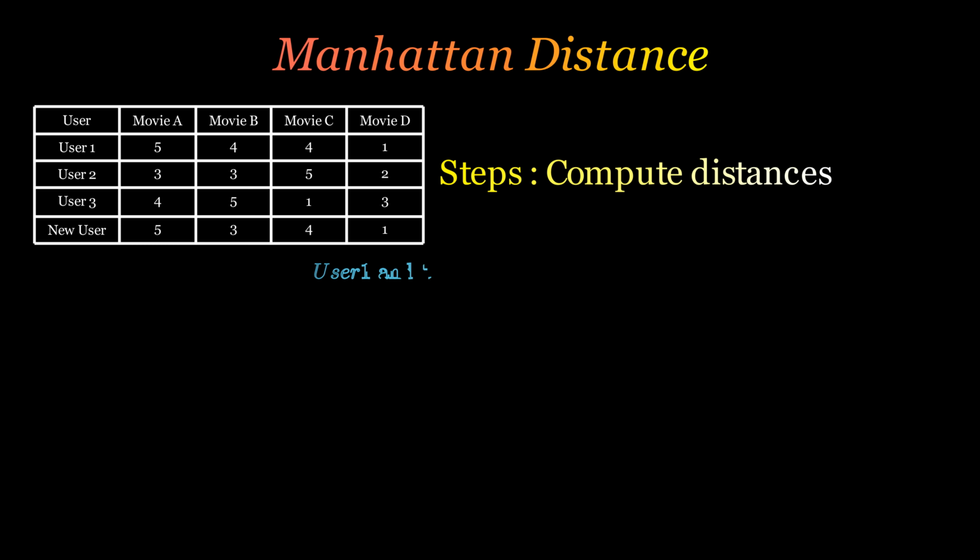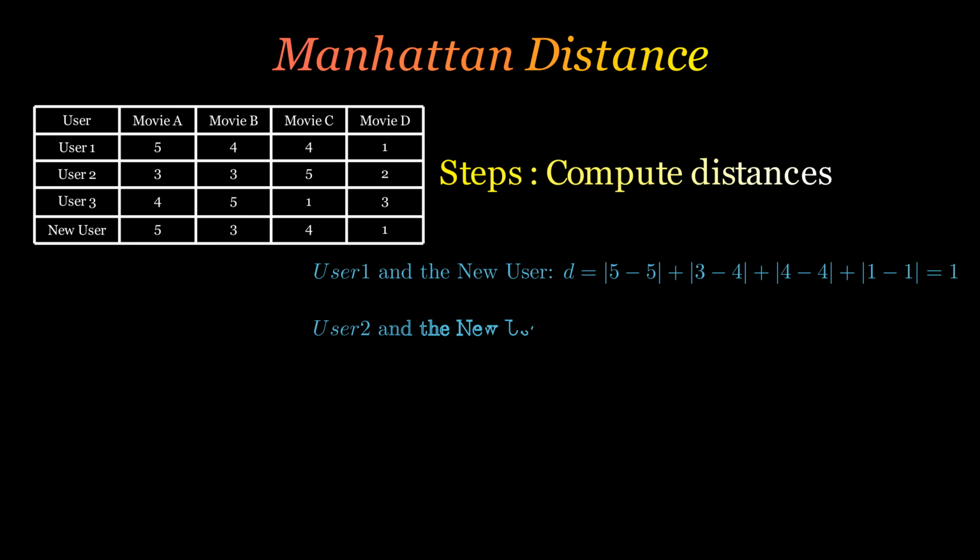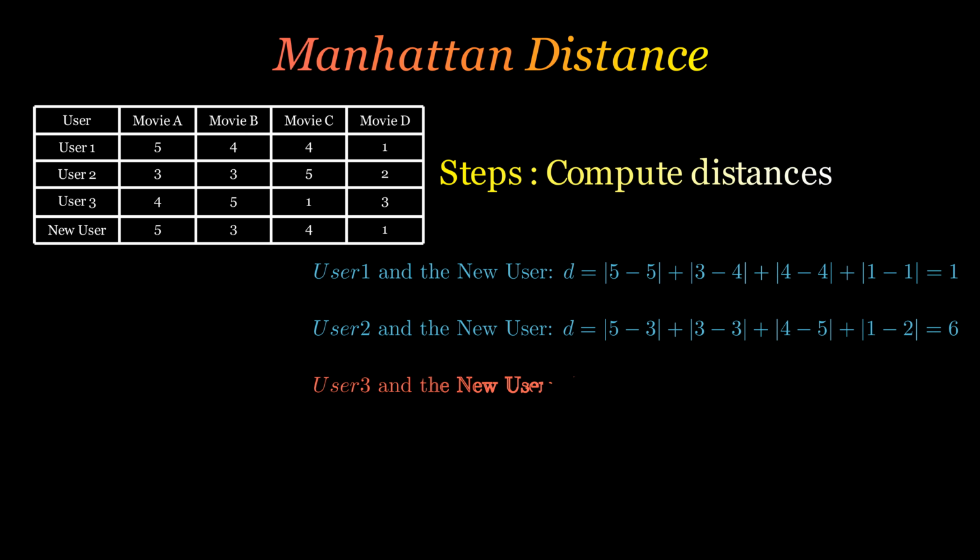First, we calculate the Manhattan distance between user 1 and the new user. This is done by summing the absolute differences between their ratings. Next, we compute the Manhattan distance between user 2 and the new user. This results in a total distance of 6. Finally, we calculate the Manhattan distance between user 3 and the new user. The total distance comes out to 9.